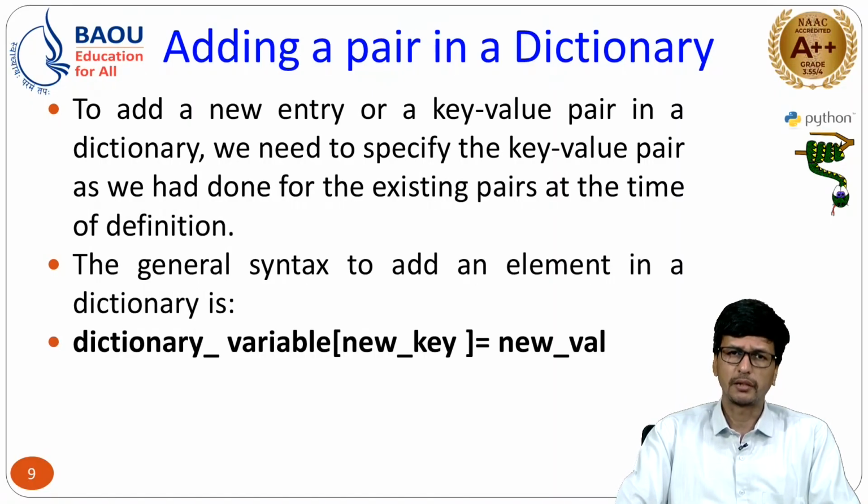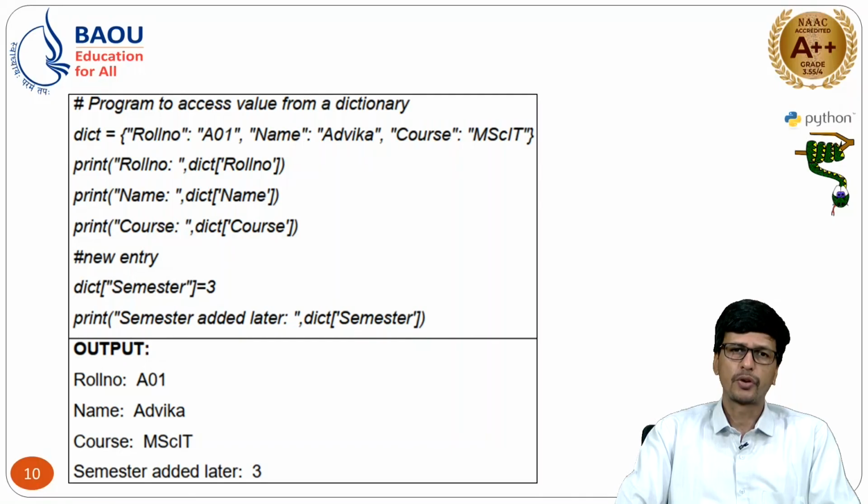Same way here in the dictionary, suppose you want to add some element, in that case you have to pass the key as well as the value. So here the dictionary variable, then the new key. So the key you put here, and on the right hand side you pass the value associated with that particular key. You can understand more clearly with the help of an example.